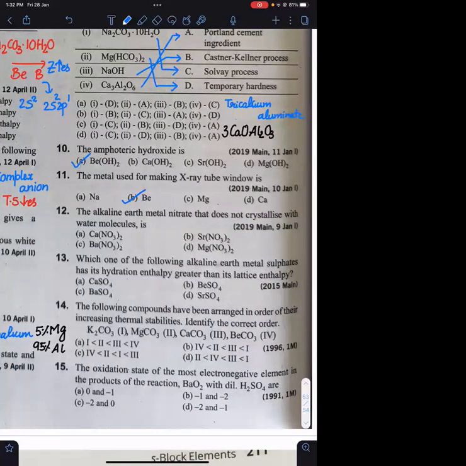The alkaline metal nitrate that does not crystallize with water molecules. Answer, anyone? These are the things for which you need to apply some concepts. You need to apply your logic. क्योंकि ऐसा अलग से हमने पढ़ा नहीं है. This particular molecule won't be forming water of crystallization. What can be the possible answer? Option C. Option C. Okay. Why do you think so, Karthik?